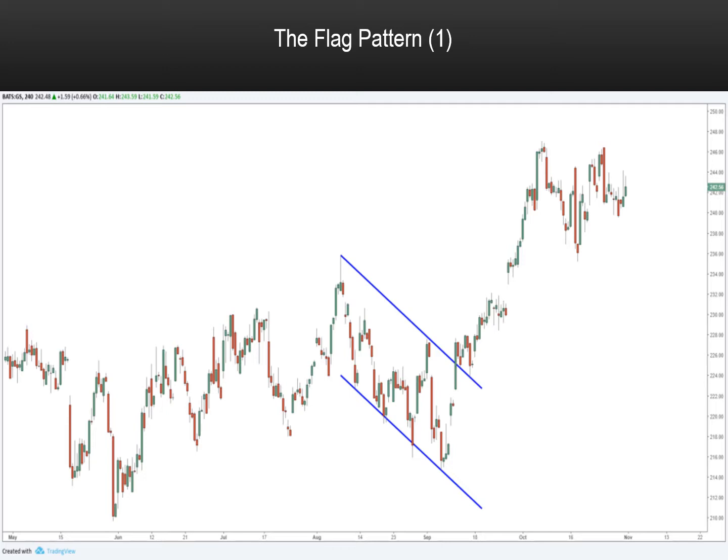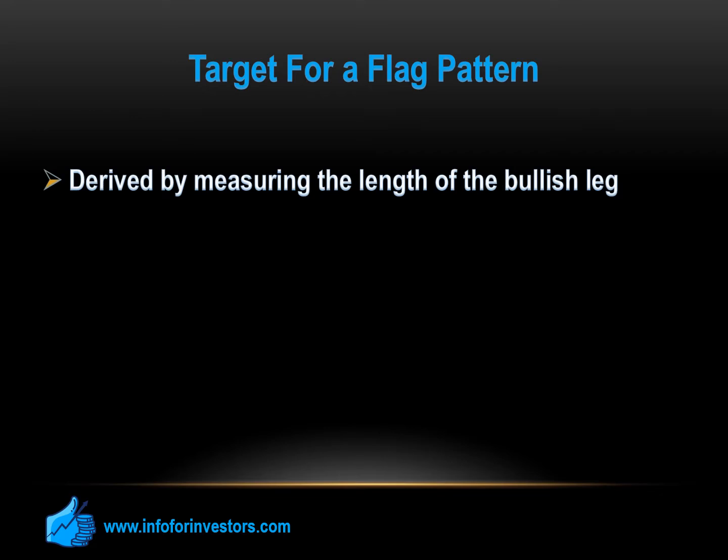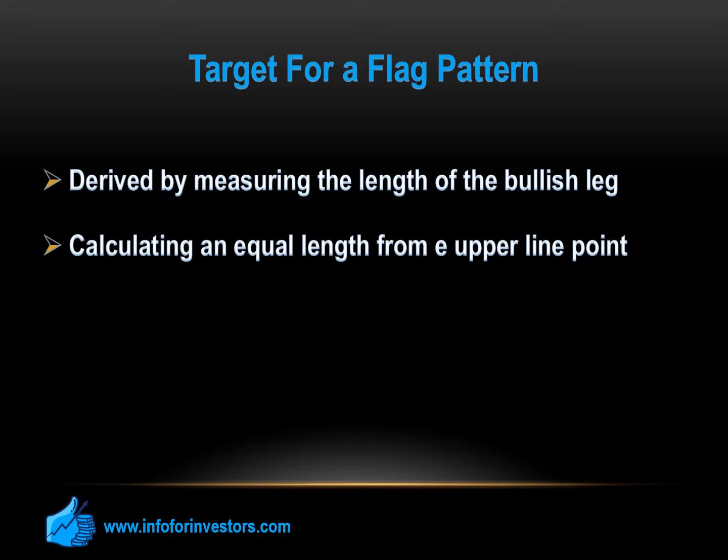Like all chart patterns, a retest is common, but does not necessarily always occur. The target for a flag pattern is derived by measuring the length of the bullish leg that precedes the pattern and calculating an equal length from the point where the upper line of the pattern was breached. In the above example, similar to how a target was derived with the prior head and shoulders pattern, the method of cloning trend line was used.